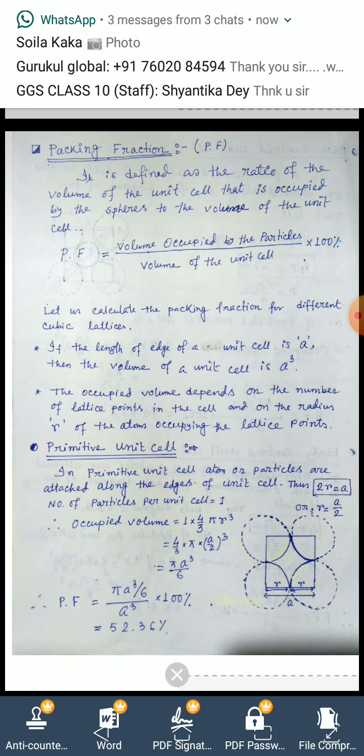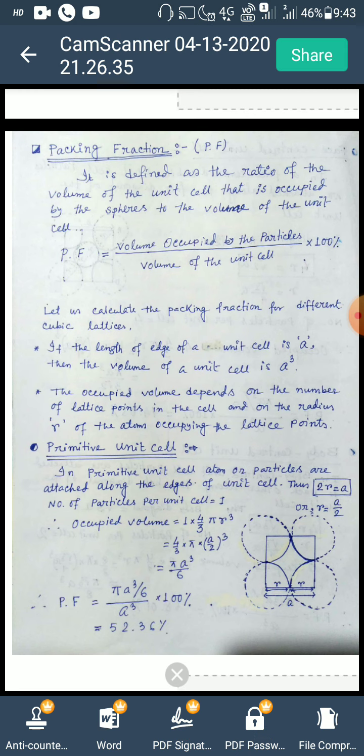It is defined as the ratio of the volume of the unit cell that is occupied by the spheres to the volume of the unit cell. That is, packing fraction is the volume occupied by the particles divided by the volume of the unit cell, into 100. So packing fraction is the ratio of volume occupied by the particles to the volume of the unit cell, into 100, that is 100%.